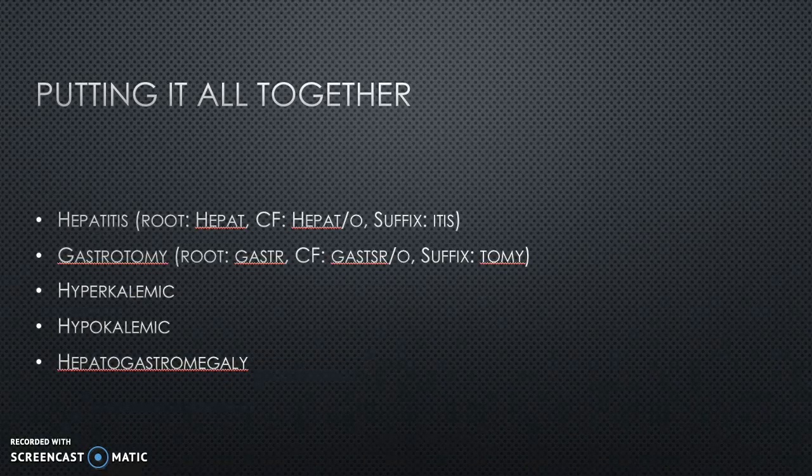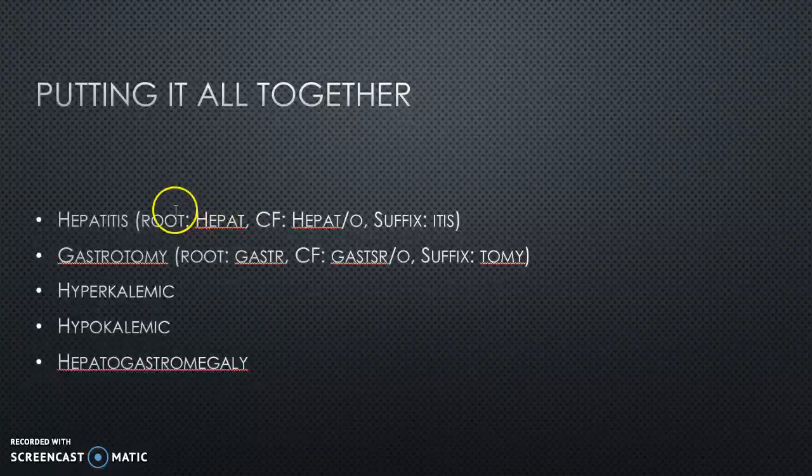So here's an example. Hepatitis, right? Common word most people have heard of. The root of that word is hepat. The combining form is hepato, and the suffix is itis. So when we write it all together, we write hepatitis. Now, because the suffix starts with a vowel here, we leave off the O of the combining form.